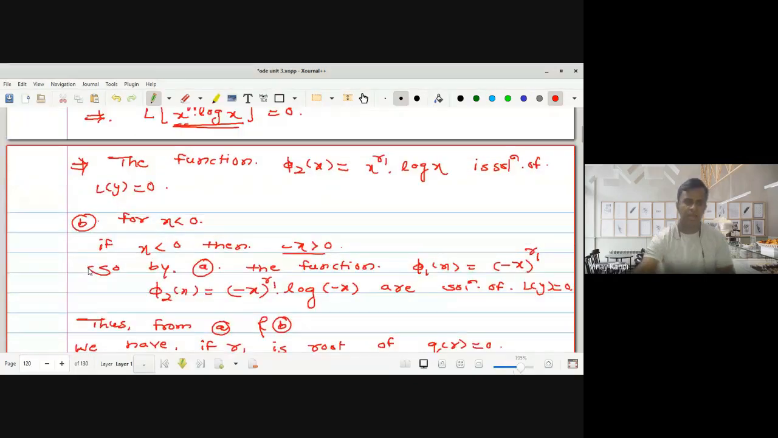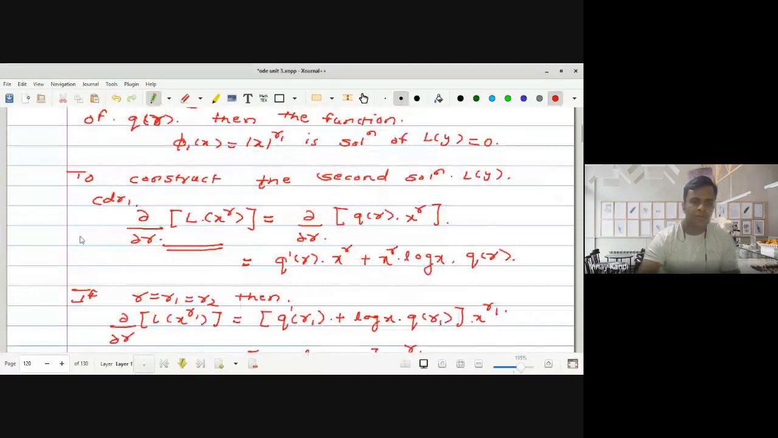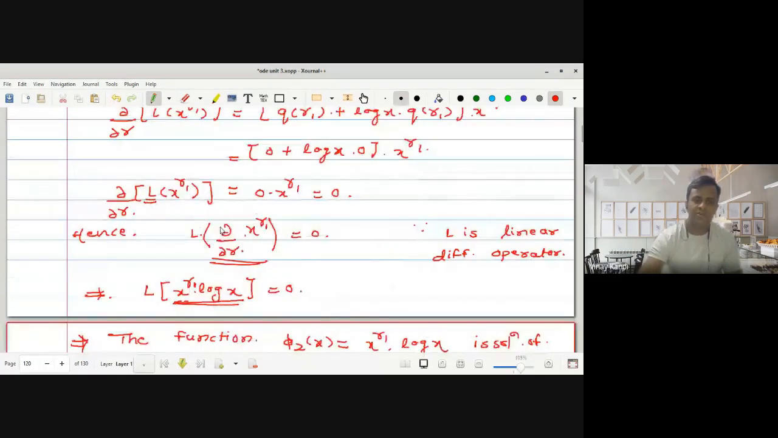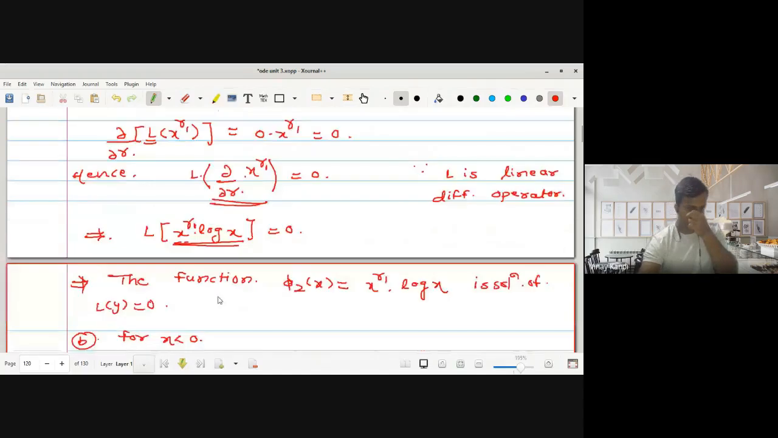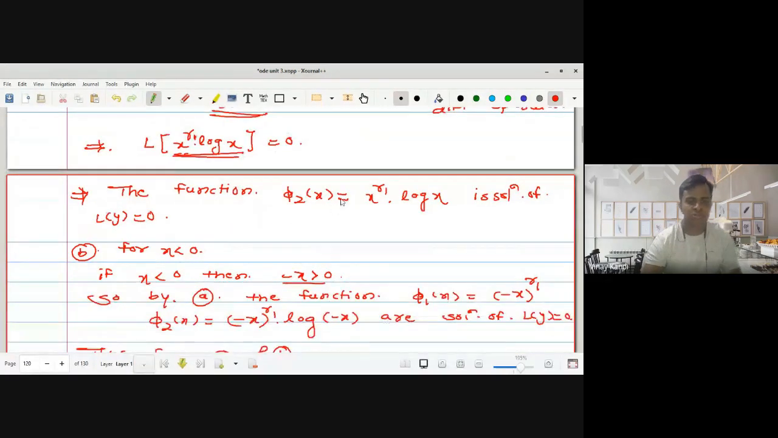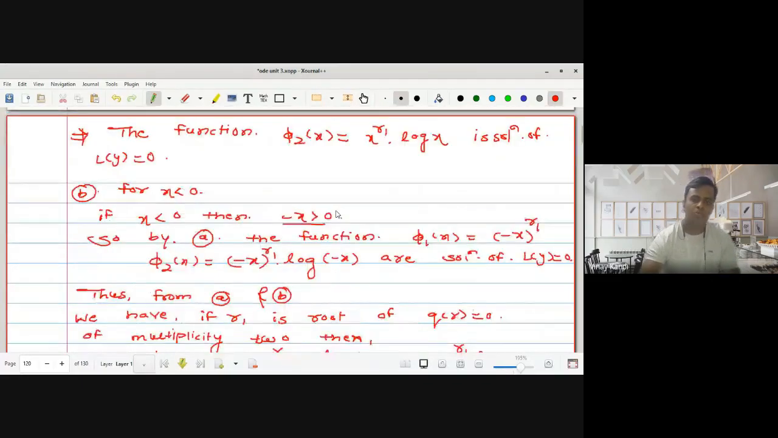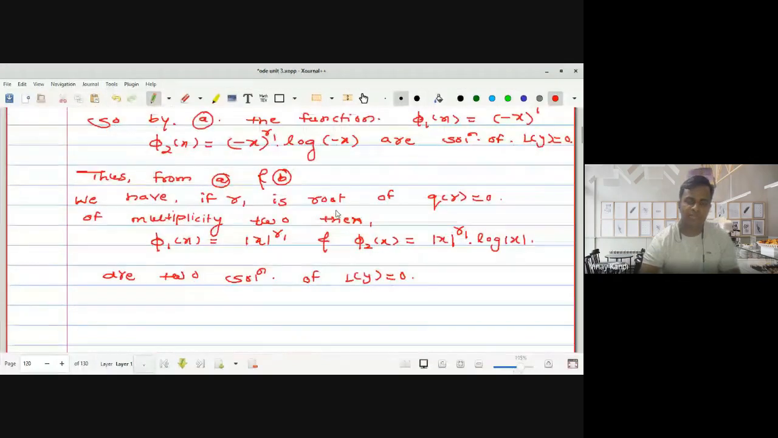Okay, हे का consider केलं? Consider dou by dou r of L of x raised to r, because dou by dou r of x raised to r, this satisfies the given differential equation. Look at it. याचं satisfy होतं म्हणून तुमचं सेकंड सोल्युशन काय आला? x raised to r1 into log x. Okay, for x greater than 0 and also less than 0 काय होईल हा? True होईल. Hence combining a and b part, we have mod x raised to r1 into log mod of x is the second solution of L of y.